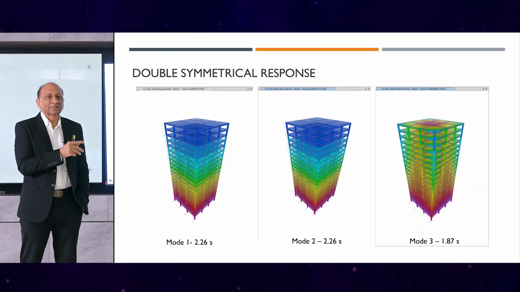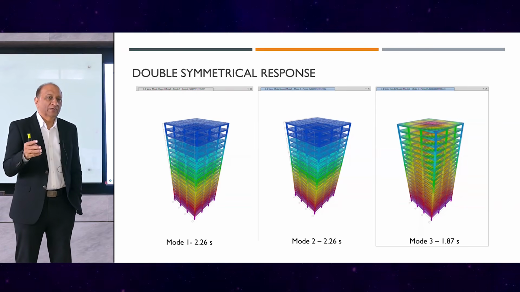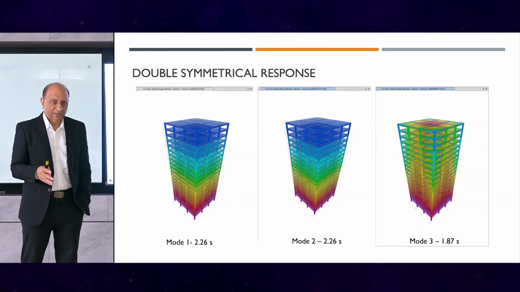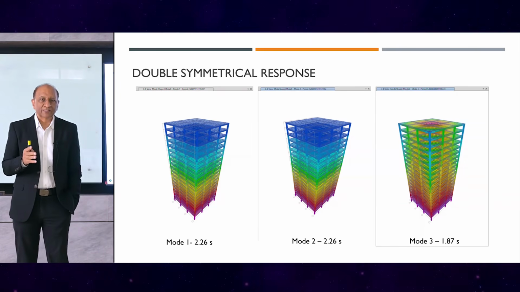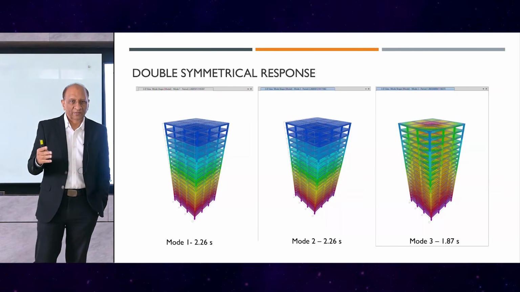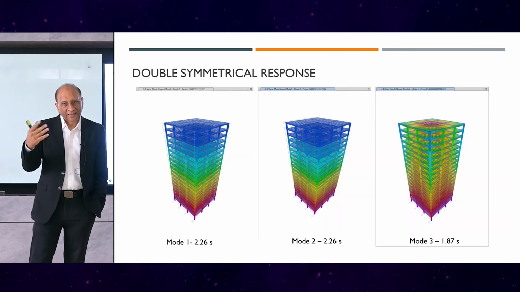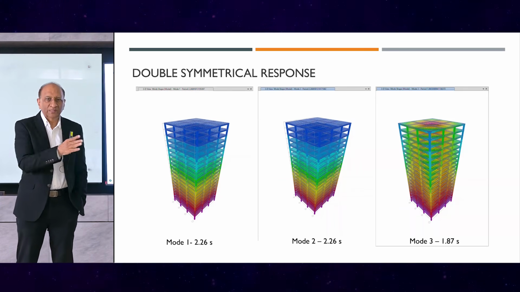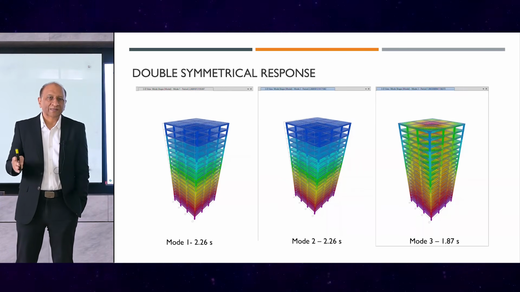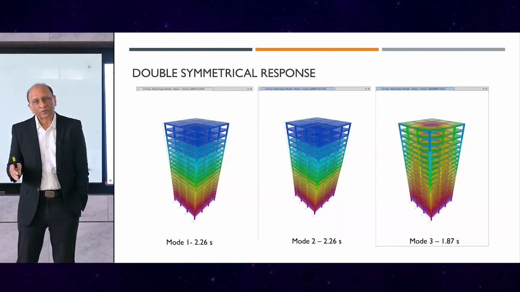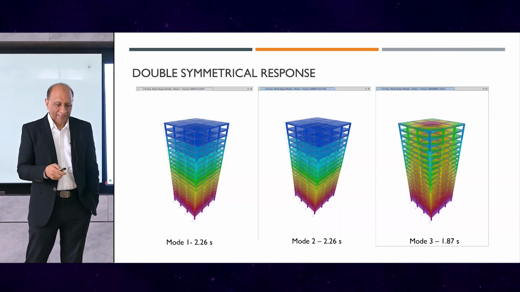This is the most typical response we should expect from a symmetrical building: the first two modes being translational, each in the weaker and the stronger direction, and then the torsional mode as the third one. So this should be the order that we're typically looking for in buildings. Not always do we get it, but this is what we should be looking at.